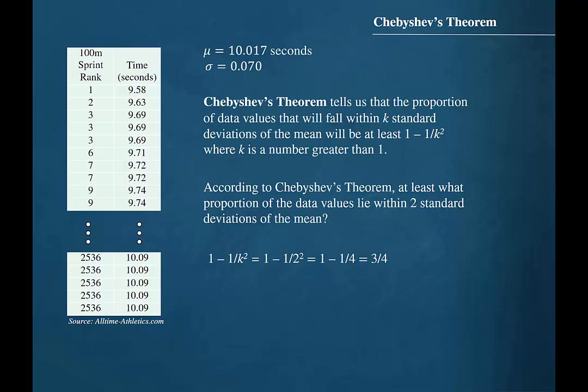of 10.017 seconds. In order to illustrate this, let's construct an interval where anything between the left endpoint and the right endpoint will be within 2 standard deviations of the mean. So we will subtract 2 times the standard deviation from 10.017, and we will add 2 times the standard deviation to 10.017. This gives us endpoints of 9.877 seconds and 10.157 seconds. According to Chebyshev's theorem, at least 3/4 or 75% of the entire data set will be within this interval.